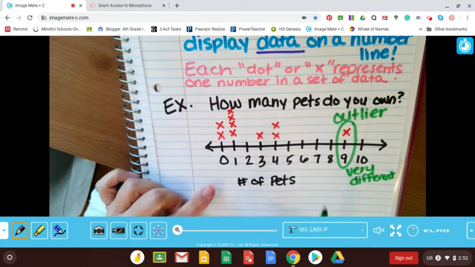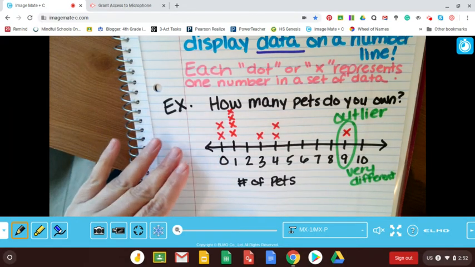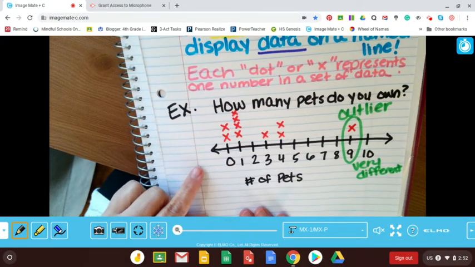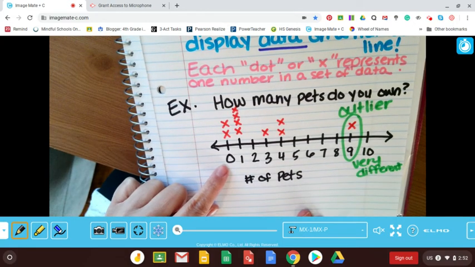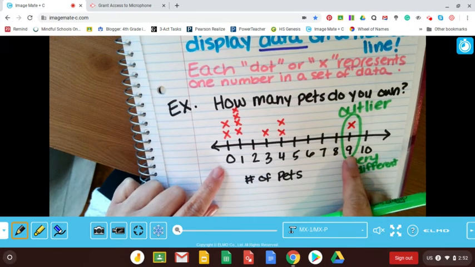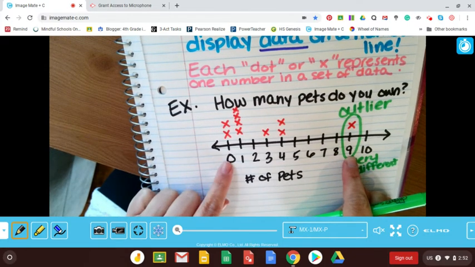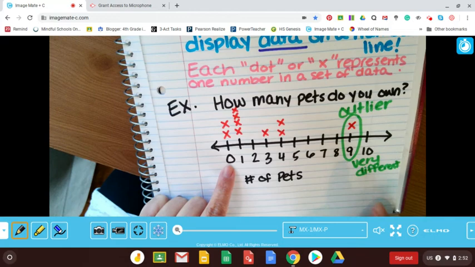Another common question that people usually ask, besides what is the most common and what is the least common, is what is the difference between the greatest number of pets owned and the least number of pets owned? So you'd have to go 9 minus 0, and that would give you 9. So 9 would be your difference.